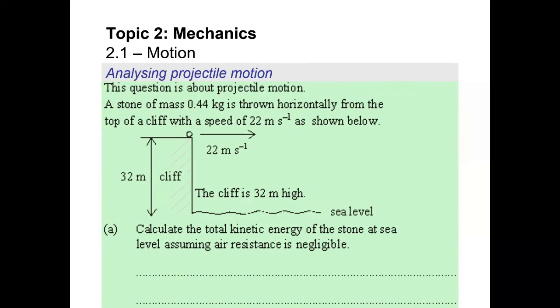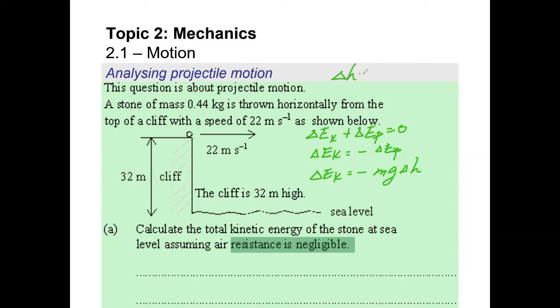A stone of mass 0.44 kilograms is thrown horizontally from the top of a cliff with a speed of 22 meters per second, as shown below. Calculate the total kinetic energy of the stone at sea level, assuming air resistance is negligible. Since air resistance is negligible, change in kinetic energy plus change in potential energy equals 0, which gives us change in kinetic energy equals minus change in potential energy. Potential energy equals mass times acceleration due to gravity times the height.